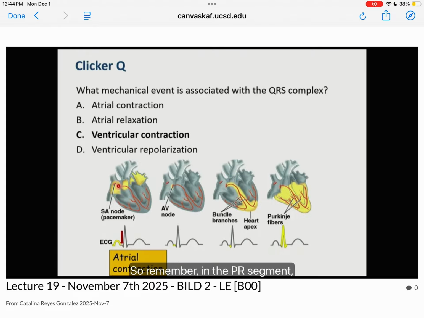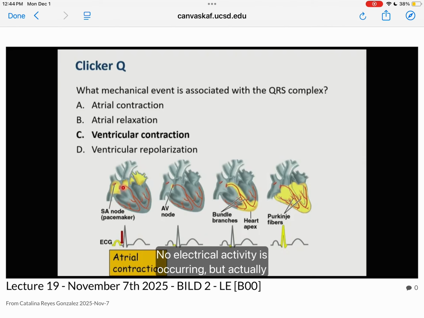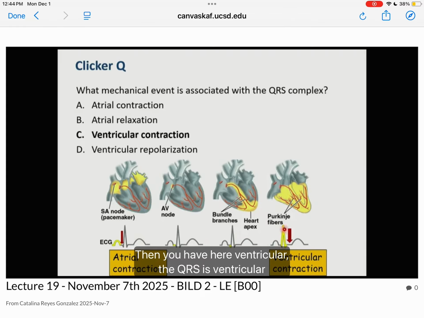So remember, in the PR segment, the signal is stuck in the AV node. No electrical activity is occurring, but actually the atria are contracting. Left and right atria are contracting and having that active ventricular filling phase, actively pushing the remaining 30% of the blood into the ventricles. Then you have here the QRS, which is ventricular depolarization. So the cardiac muscle cells of the ventricles, both left and right, are depolarizing. And a little bit after, you see this baseline here, which we call the ST segment. This baseline here, no electrical activity is happening. All the muscle cells of the ventricles are depolarized.